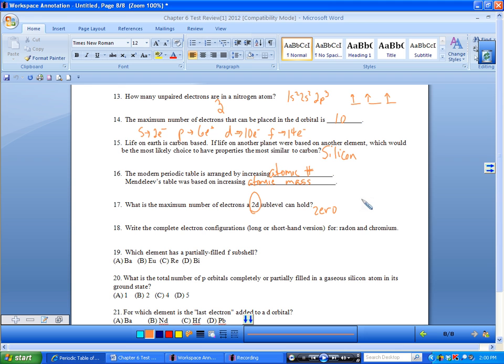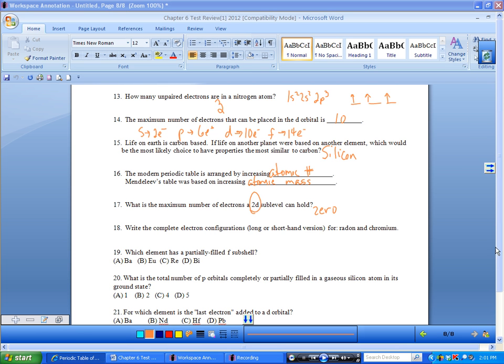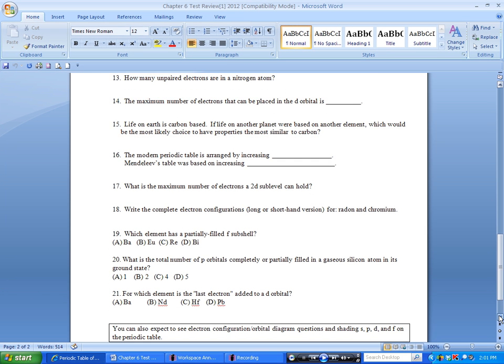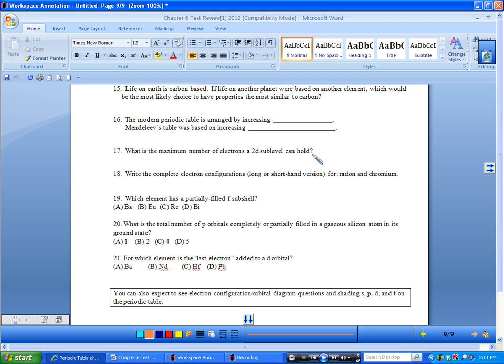Write the complete electron configurations for radon and chromium. So I go over here and look up radon. It's got 86. So I'm going to go with xenon and figure that out. So let me scoot down a little bit. There we are. All right, so let's pull it back up.